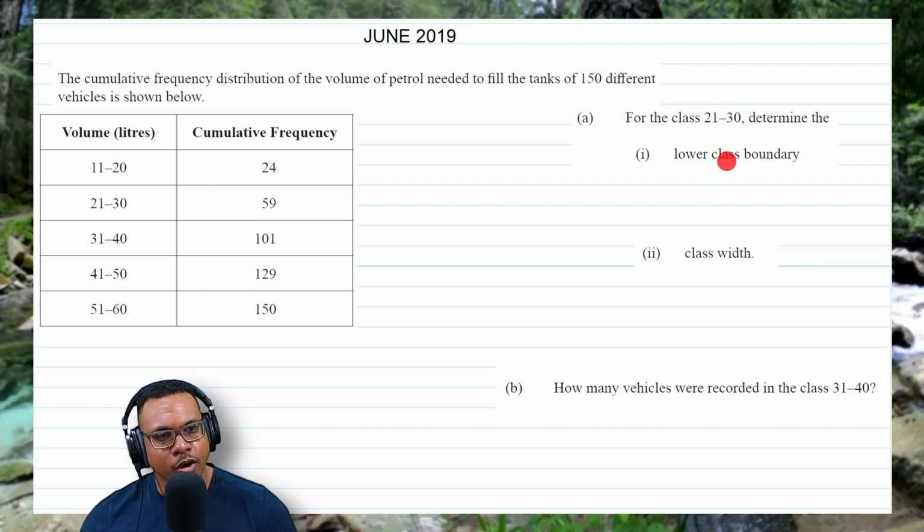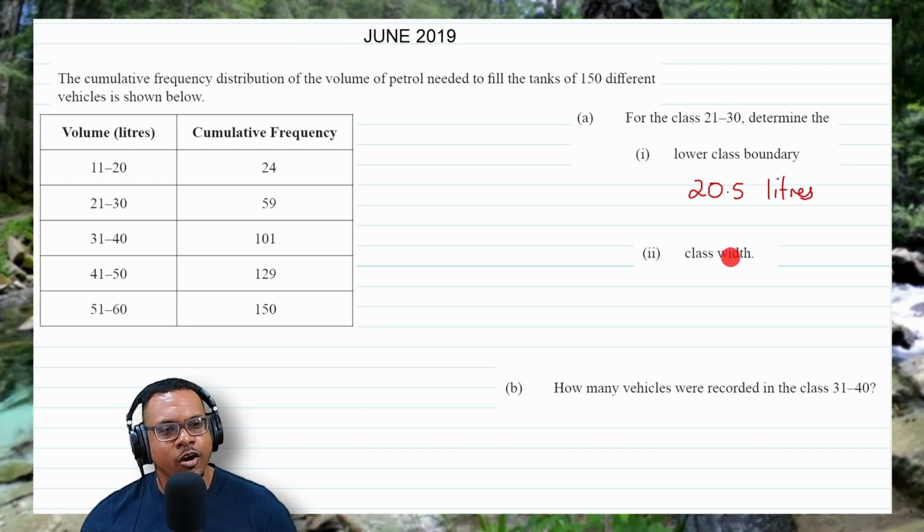Now the lower class boundary is 0.5 less than the lower class limit. So 0.5 less than 21 is 20.5. So the answer here will be 20.5, and that will be liters.